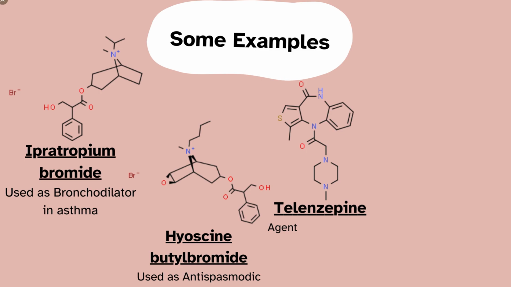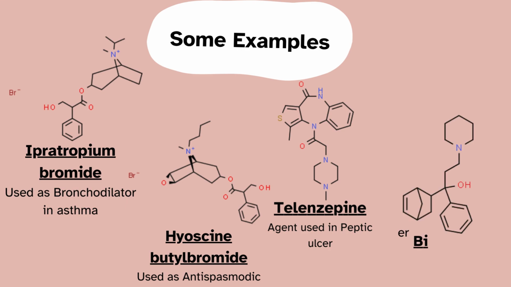The third example is telenzepine. It's concerned also with GIT, but mainly in peptic ulcers, by selectively antagonizing muscarinic M1 receptors, so it reduces gastric acid secretions, which can help in the healing of ulcers. Also, it has been investigated for its potential cognitive enhancing effects.